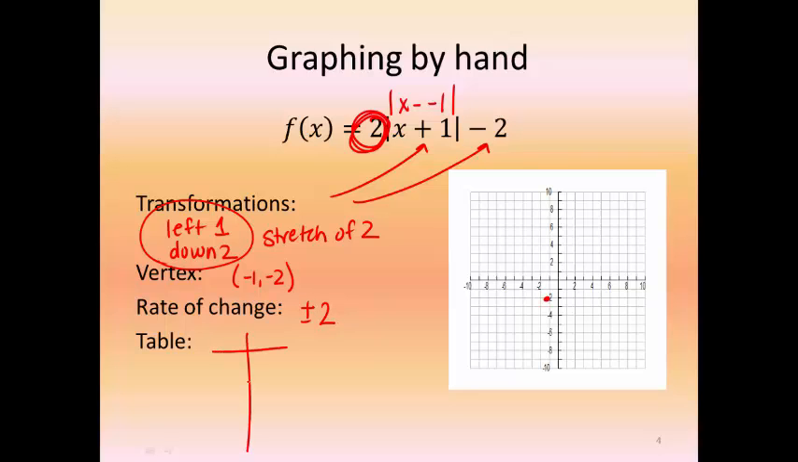Let's go ahead and make a quick table. We're going to put the vertex in the center of the table, and we're going to choose x values on either side. If I want to go smaller, I go negative 2, negative 3. If I want to go larger, I go 0 and positive 1.